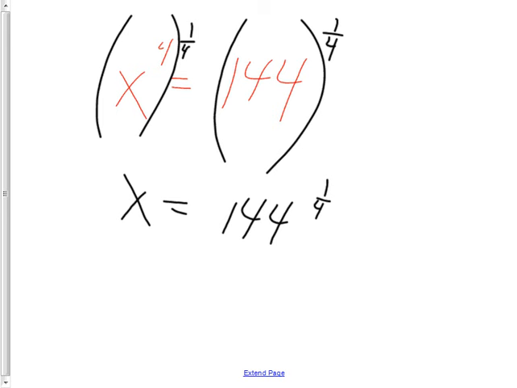What did I forget? Plus or minus. I just did a square root, kind of. I did a 4th root. Any even root is going to cause this problem where you need to have both answers, plus and minus. Now, what is that answer?